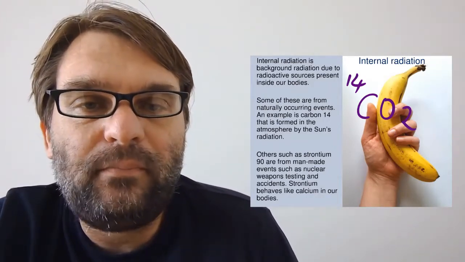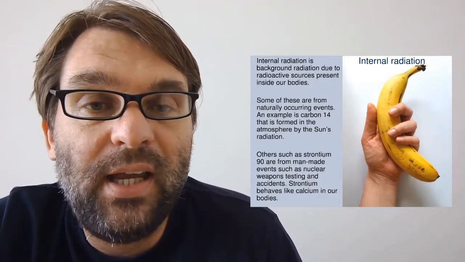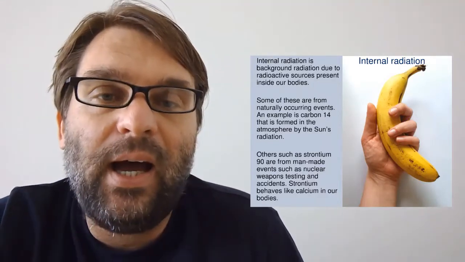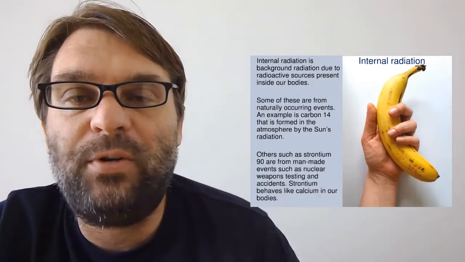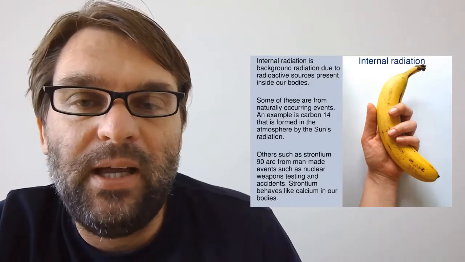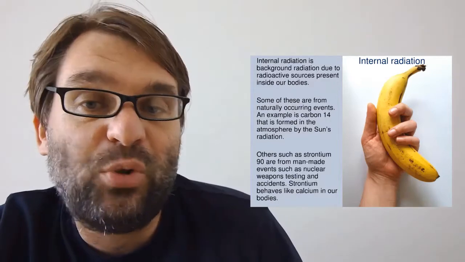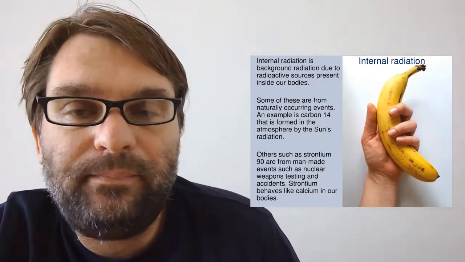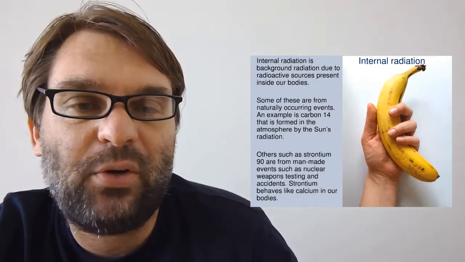Other forms are strontium-90, which is formed by nuclear weapons testing again, and basically what happens is strontium actually replaces the calcium in our bones. We also get radioactive material from food again, so there's a banana, we get radioactive potassium from bananas as another example.